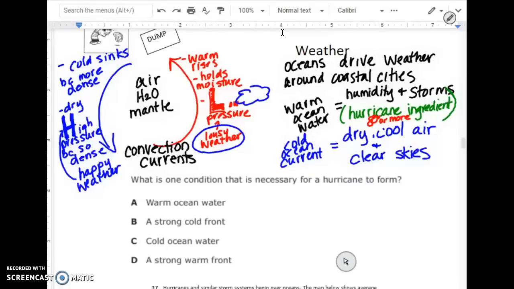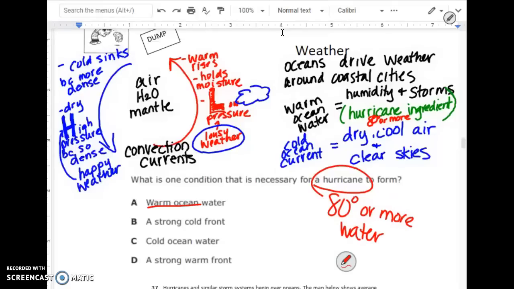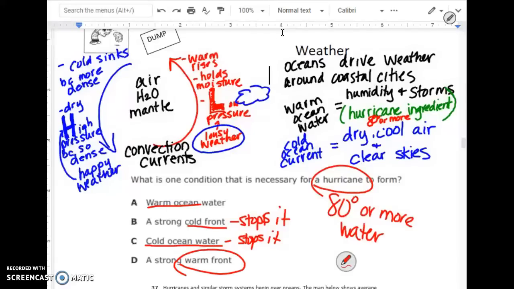All right, so the question says, what is one condition that is necessary for a hurricane to form? Again, what we talked about before is that you need to have at least 80 degrees or more. The water temperature needs to be 80 degrees or more, and so that would be consistent with warm ocean water. A strong cold front right here is going to stop a hurricane. And cold ocean water, again, would stop it. And a strong warm front might increase it, might intensify it, because it's going to bring in more humidity. But what is necessary for it to form is going to be warm ocean water.